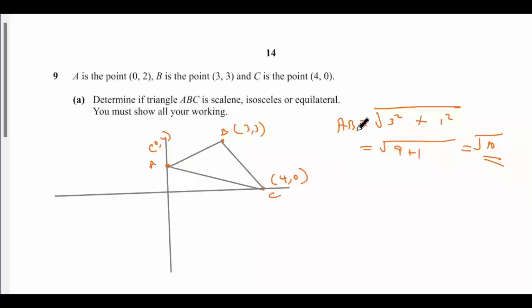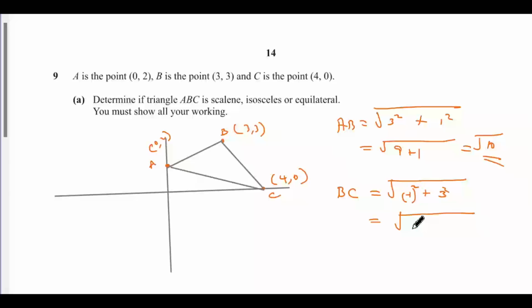So that is the length of AB. So we can find the length of BC. The length BC will be equal to the square root of, let's start from 3 minus 4, that will be minus 1, so minus 1 squared, plus 3 minus 0, that will be 3 squared. Sorry, we have to put a bracket here because this is minus 1 all squared.